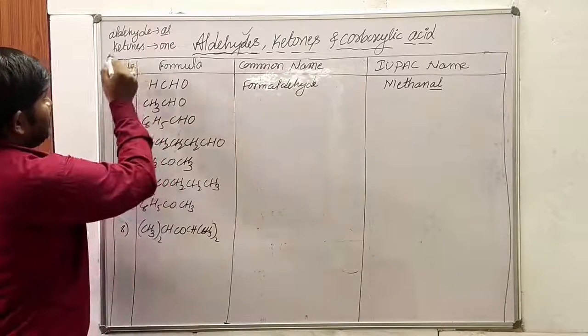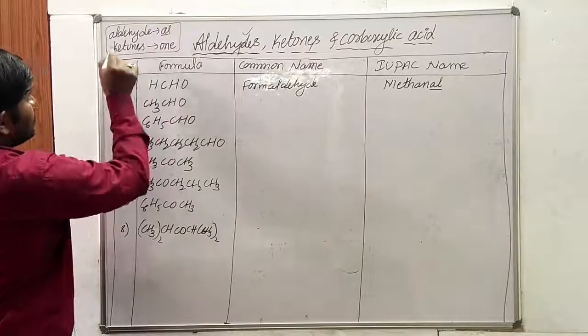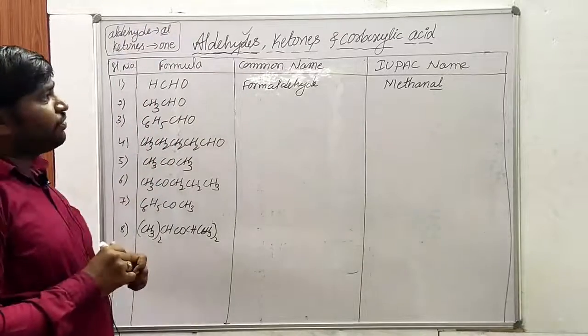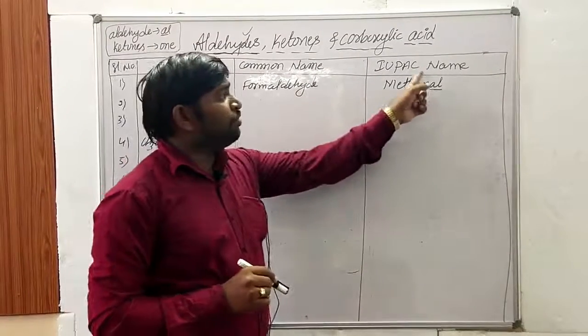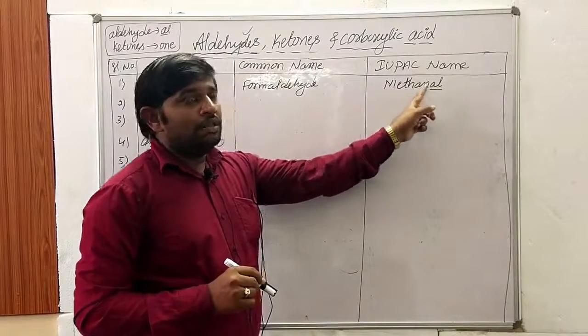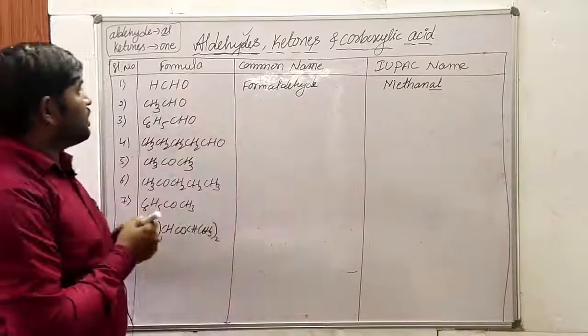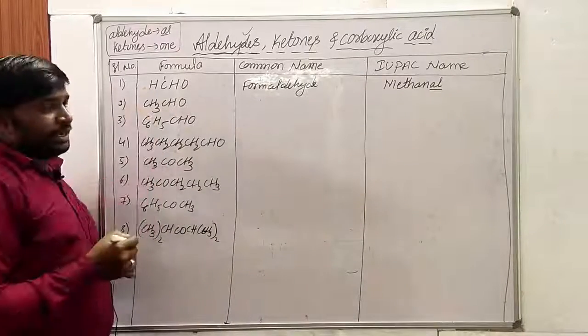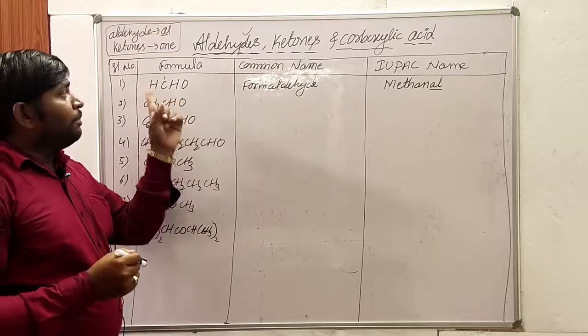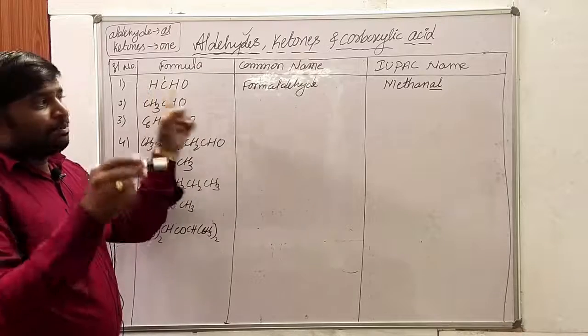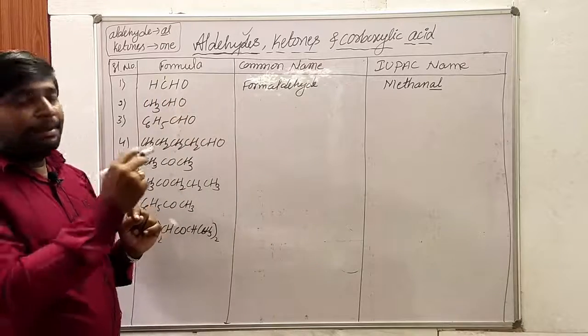Now we are discussing only aldehydes and ketones. For aldehydes, the suffix in IUPAC nomenclature is al, so the name is methanal. Why? Because only one carbon atom is there. The word root for one carbon atom is methane, and the e is replaced by al, giving the suffix methanal.